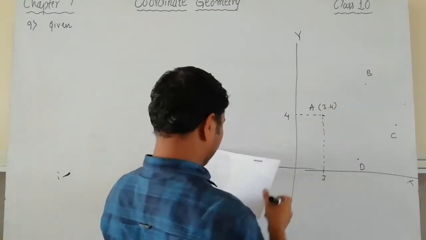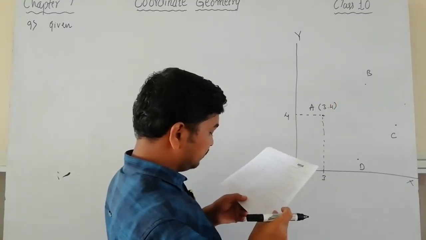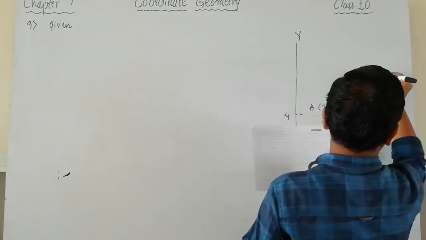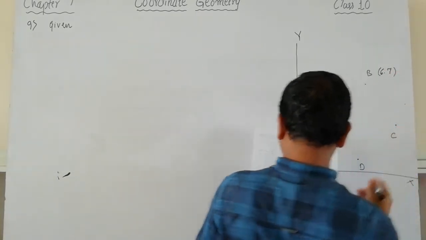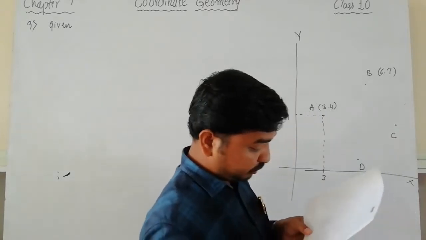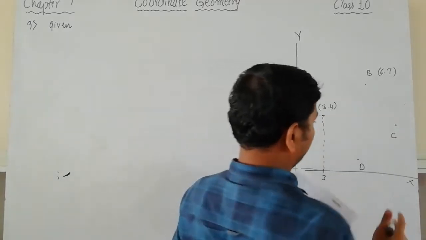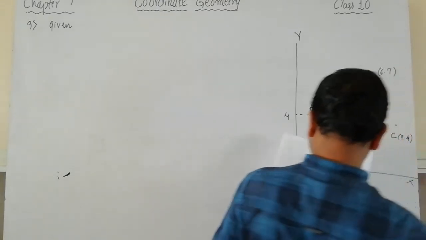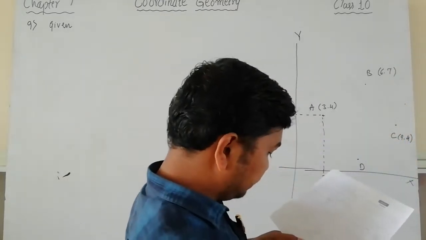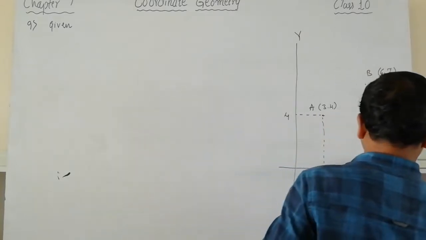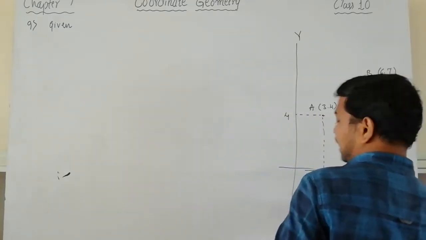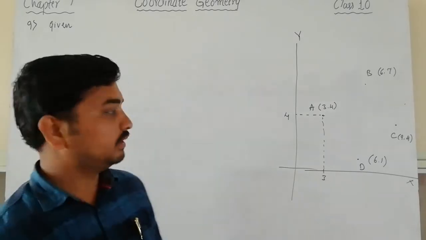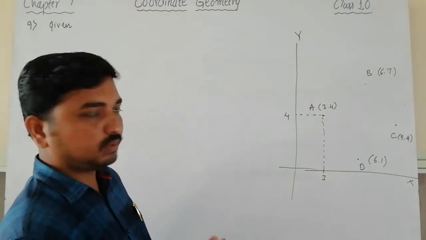Now I will move on to the point B. Its coordinates are 6, 7. And the coordinates of C? 9, 4. And what are the coordinates of D? The coordinates of D are 6, 1. Okay, so now the coordinates are known, you need to verify whether it forms a square or not.